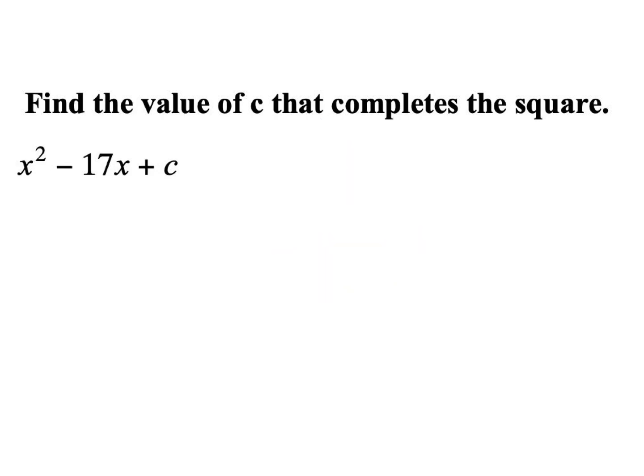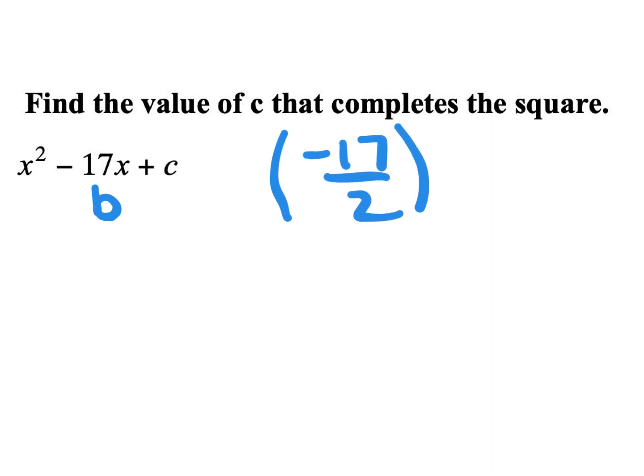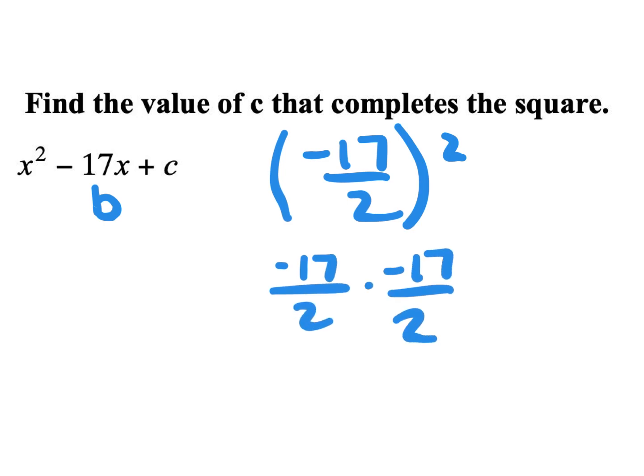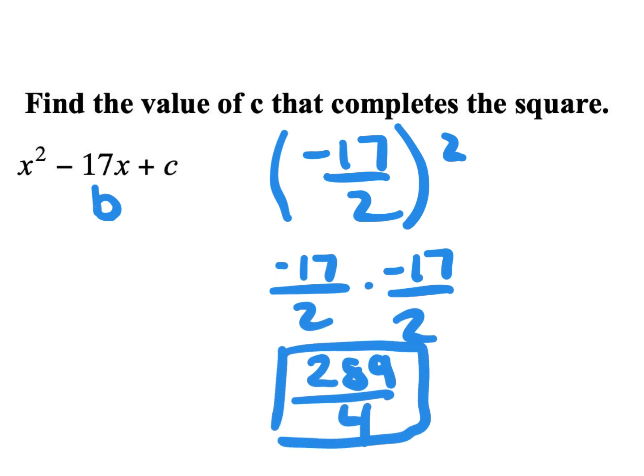For this problem, the value of b is negative 17. So it's negative 17 over 2 squared, which doesn't simplify. So it's just negative 17 over 2 times negative 17 over 2. And if I multiply that, I get 289 over 4 as the value I would add for c.